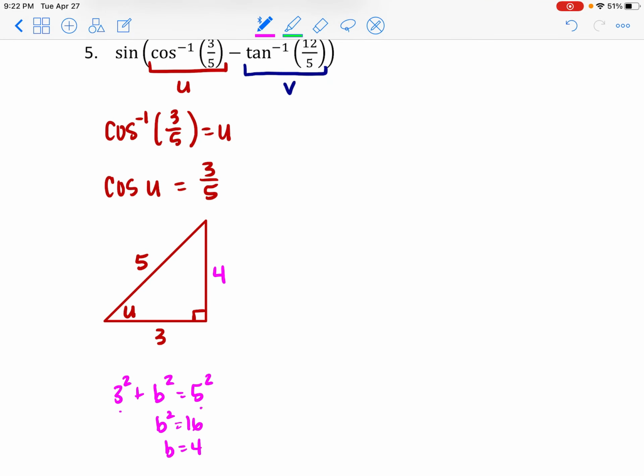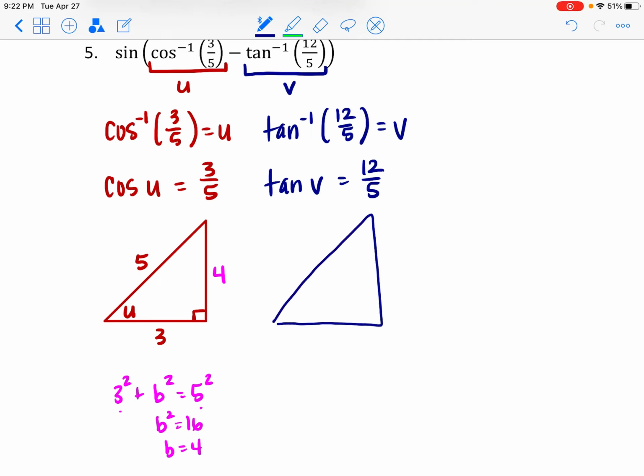So that's just unpacked. We're going to hopefully see how that helps us in a few minutes, but let's unpack the other one. So in the other one for v, we said that the inverse tangent of 12/5 is going to equal v. Now what that means is that if we were to take the tangent of v, it would have to equal 12/5, which means if we had a right triangle and it had an angle in it that we called v, then the opposite side would be 12 and the adjacent side would be 5.